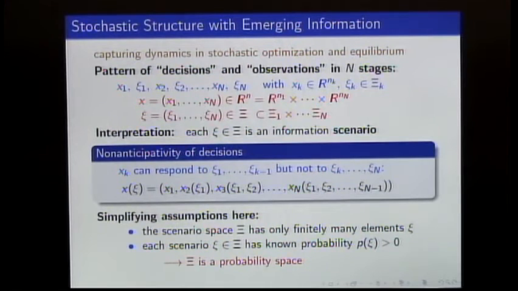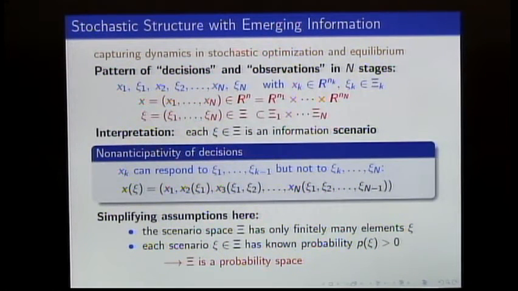And so this would mean that my decision is going to have to be whatever I'm doing in this. I don't have an optimization problem yet, but the decision elements in it are going to be functions. They're going to be functions in which the first component doesn't depend on any information. The second can depend on the first observation, and so forth. That's the pattern of functions. And I'm going to simplify here by assuming that there are only finitely many scenarios, and each has a positive probability. So I'm turning my scenario space into a simple, discrete probability space.